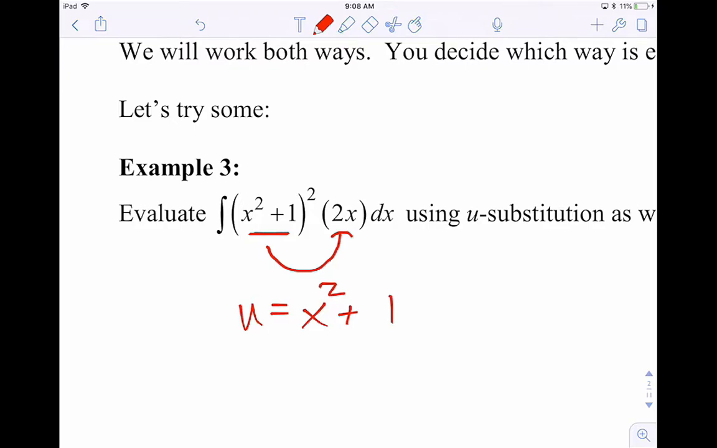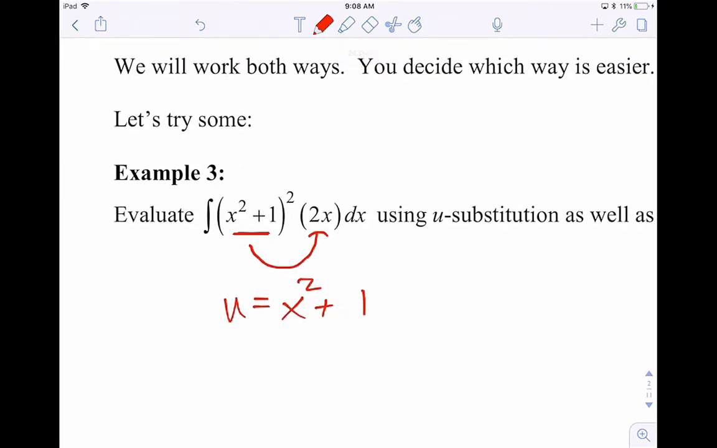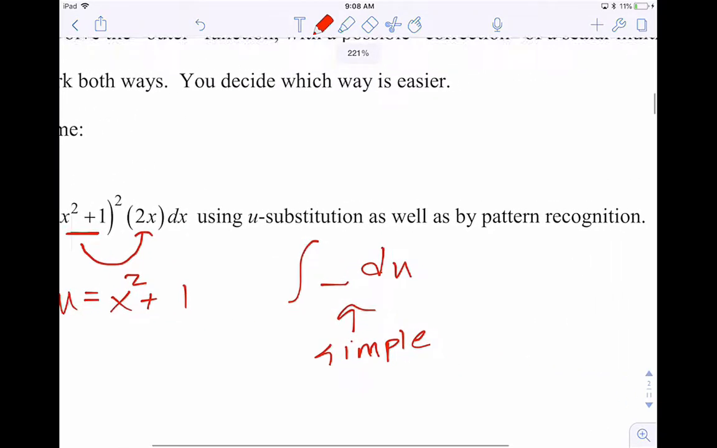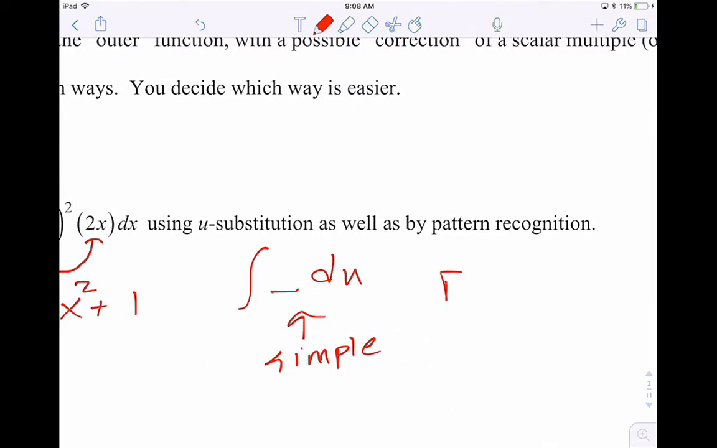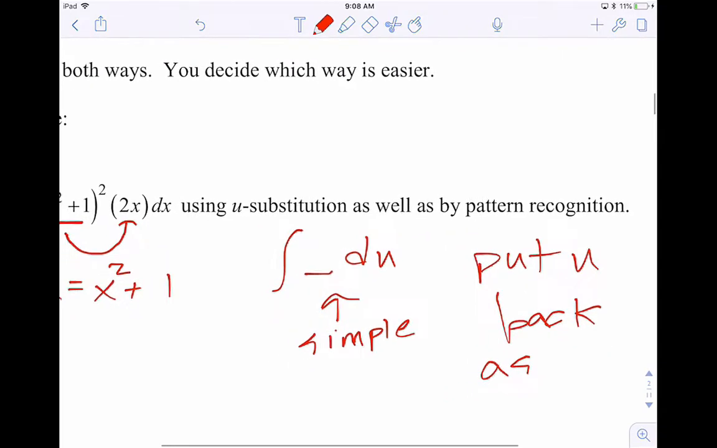What happens is we do this process where we rewrite this integral as an integral of something with respect to u. The technique is to get this somewhat messy integral to look like a rather simple integral in terms of u, do the antiderivative, and then when we're done, we put u back. We replace u with the contents that we substituted. So in this case, put u back as x squared plus 1.